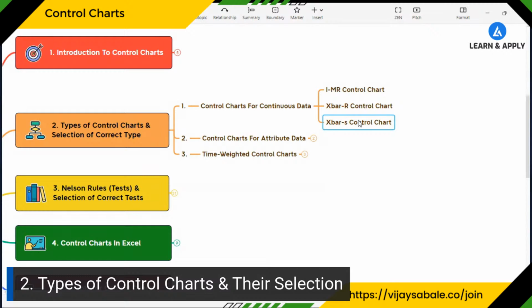If we have the data collected as individual data points, then we need to use the individual moving range control chart. In the other case, if you have collected the data in subgroups, then the third metric is your subgroup size. If your subgroup size is 8 or less than 8, then we need to use the X bar R control chart, because the range R is a better estimate of the variation if the sample size is less than 8. But if the subgroup size is more than 8, then standard deviation is a better estimate of the variation. That's why instead of range, we are going to consider the standard deviation. So in that case, we need to use the X bar S control chart. So these are the selection criteria of the control chart for the continuous data.